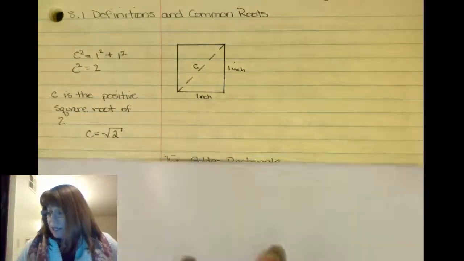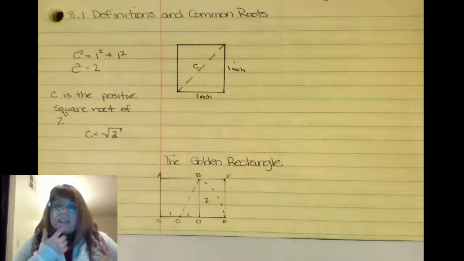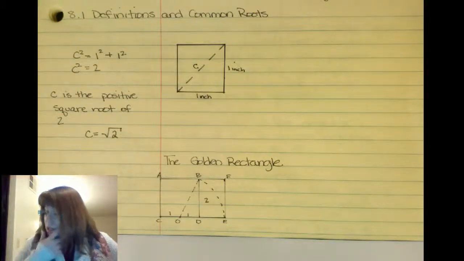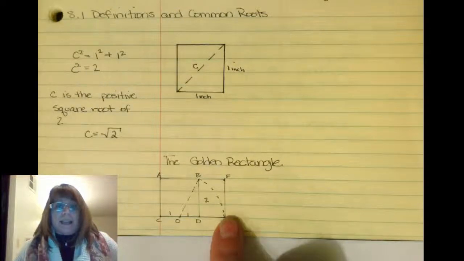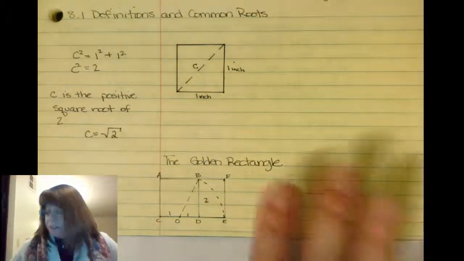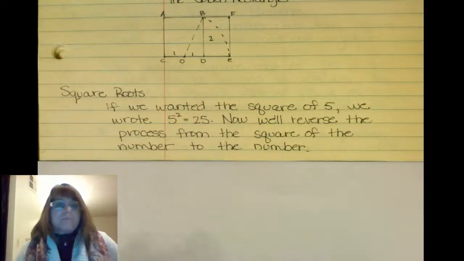So let's talk about a little bit more. And we will get into this golden rectangle at the end of the lecture, but I'll continue to explain what the golden rectangle is further down the line. So let's keep going. Square roots.